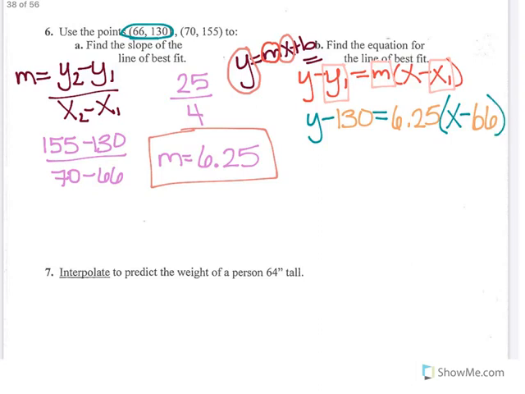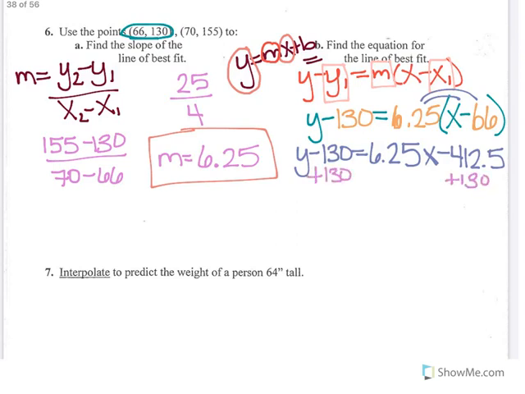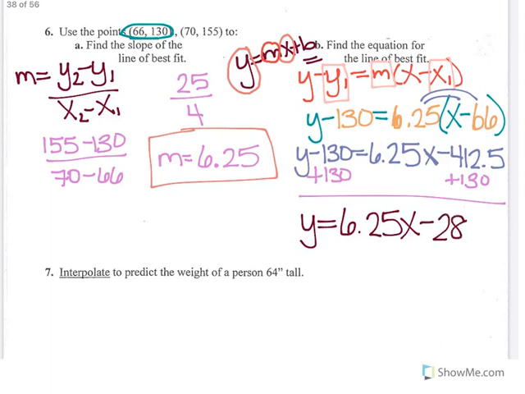And now I need to simplify until y is alone, so that it's in the equation of the form y equals mx plus b. So the first thing I need to do is distribute the 6.25 to each term in the parentheses. So I will have y minus 130 equals 6.25x minus 412.5. And then the next step to get y alone would be to add the 130 to the other side. And I will finally end up with my equation y equals 6.25x minus 282.5. And this is the equation of the line of best fit that we drew in the beginning.